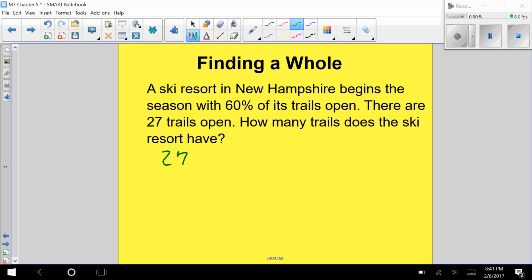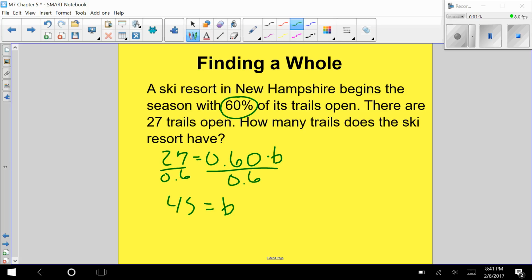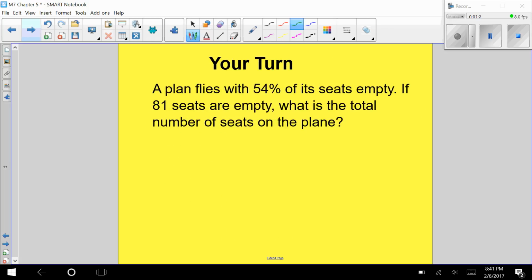That is our A. A equals P percent. So our percent is 60, so we write that as a decimal, 0.6 or 0.60, times our base or our whole. Now we solve for that base. We have to divide by 0.6 on both sides, and we'll get B equals about 45. So our answer is 45 trails. They have 45 trails.